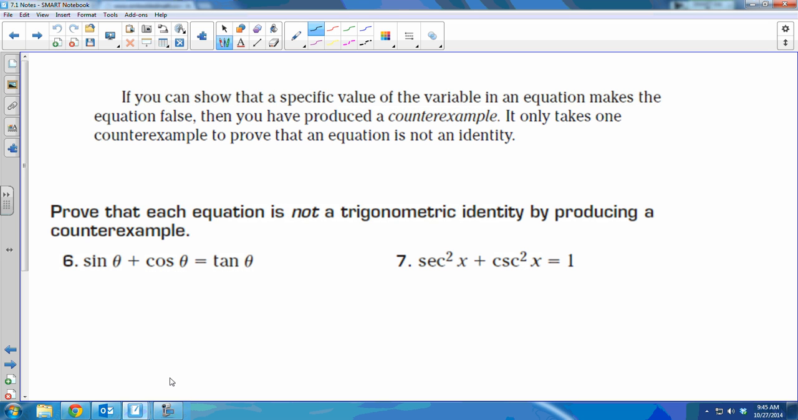So if I was going to put this into my example, sine of pi over 2, if we're using theta equals pi over 2, you don't have to. Sine of pi over 2 is 1. Cosine of pi over 2 is 0. And that's supposed to equal undefined. Does 1 equal undefined? No. So that's a perfect counterexample. Again, there are others. There are plenty. It's not the only right answer. You're just showing that they're not equal to each other.